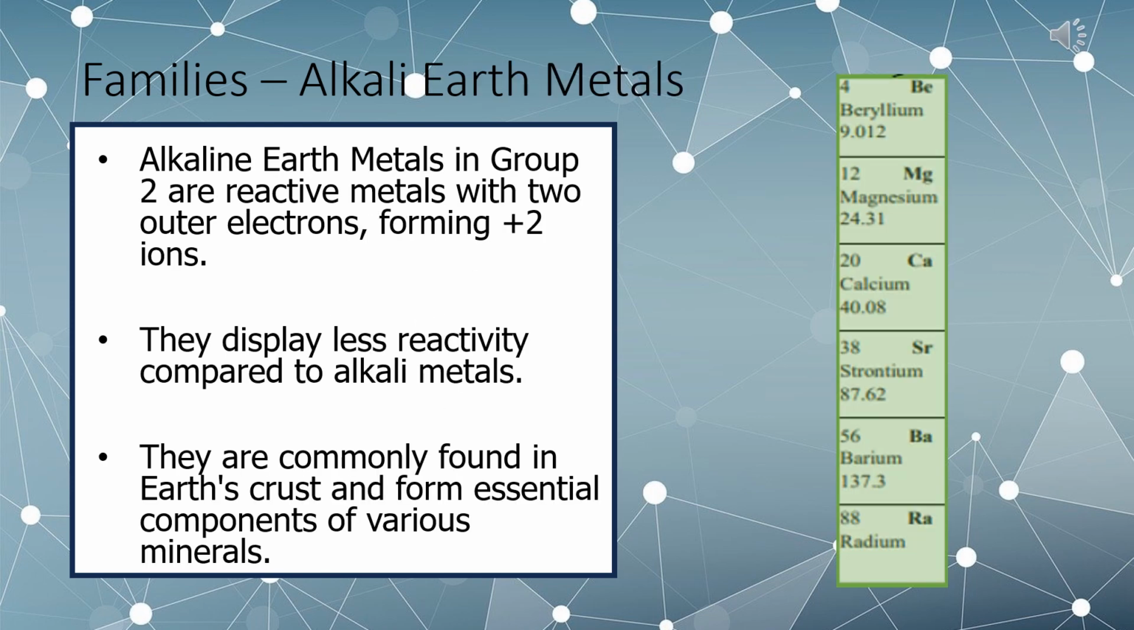The alkali earth metals are in group 2 and are also reactive metals, with 2 outer electrons, forming +2 ions. They are less reactive than their alkali metal counterparts, but are still quite reactive considering other elements on the periodic table. They are known as alkali earth metals as they are often found in the Earth's crust, and they often form essential components of various minerals.